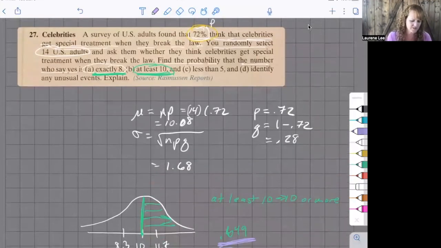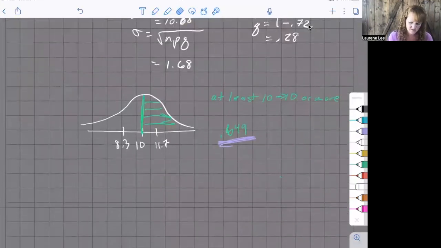So let's do part C. Part C says, I want less than 5. Okay, so let's erase a couple things.